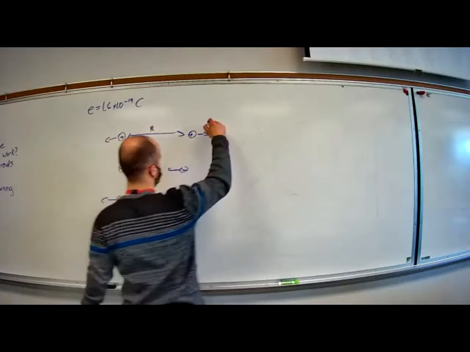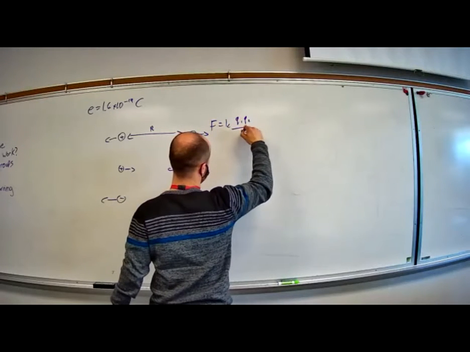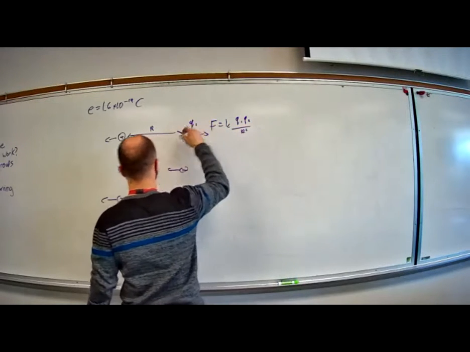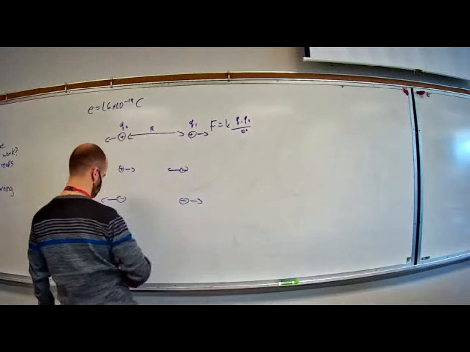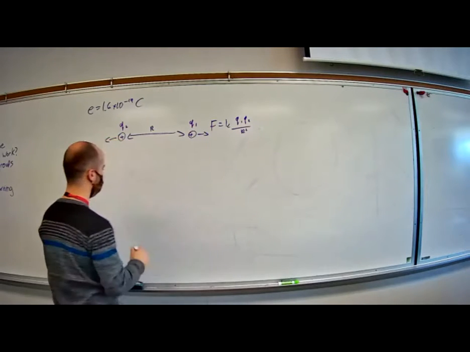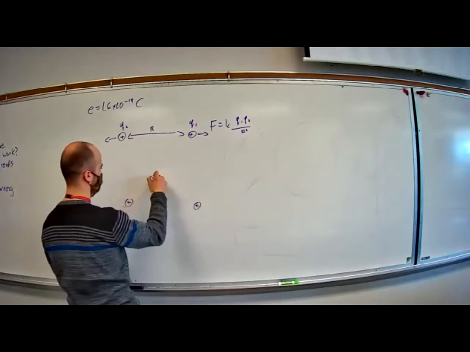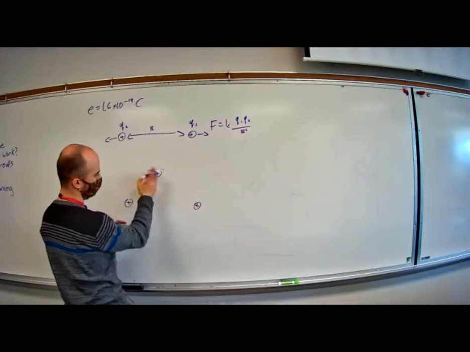So I don't know what we had here, but the force is going to be K Q1 Q2 over R squared. You have seen this before, so this is not a surprise. Now, if you're in 2D, let's say you have a charge here and another charge here, and you have another charge here and you want to figure out the force on that one.